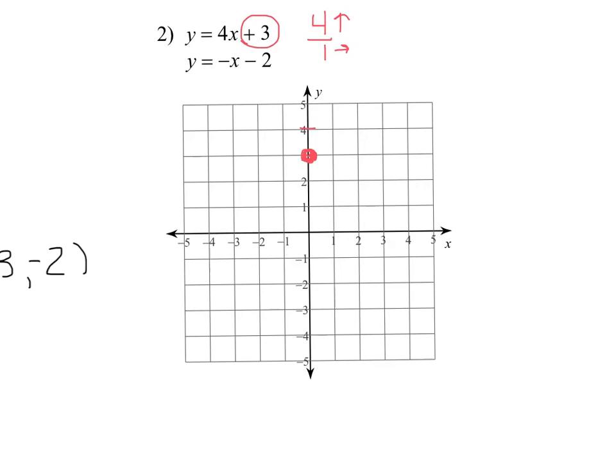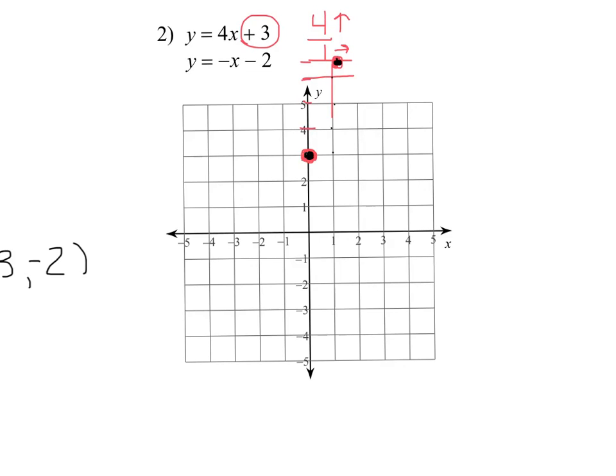If I go up 4, you'll notice that I'm off the graph, and then I go over 1, so it'd be about right here. When it goes off the graph like that, you want to check to see how to get back to your original point. So from this point here that I just highlighted in black, to get to my other point down here, I have to go down 2, 3, 4 to the left 1.